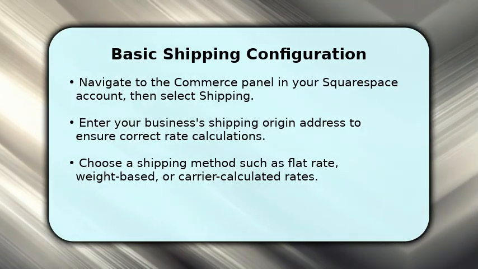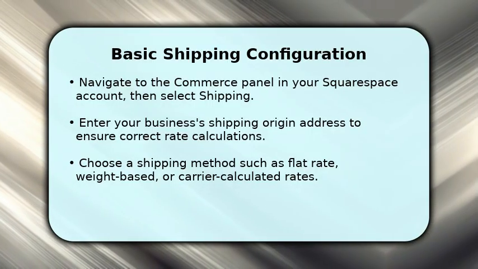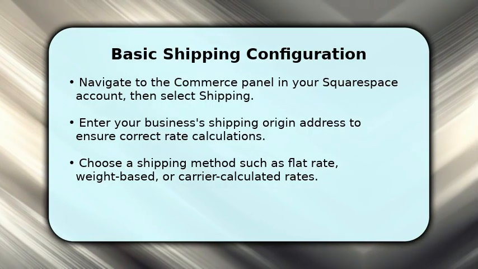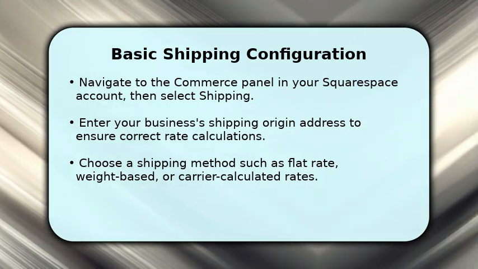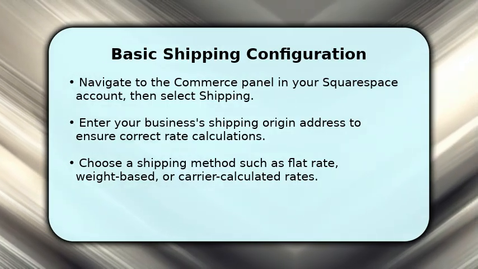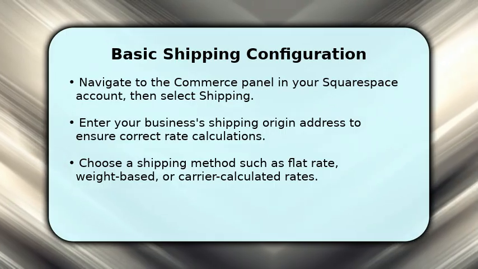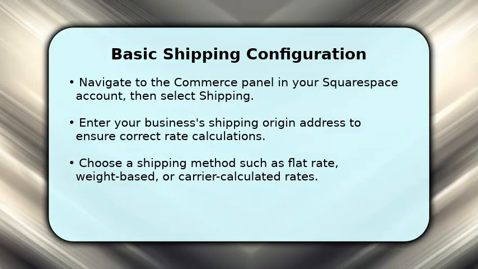Next, decide on your primary shipping method. Squarespace allows you to choose between a simple flat rate, rates based on the total weight of an order, or even real-time carrier-calculated rates for precise pricing. This foundational step ensures your store is ready for customer orders.